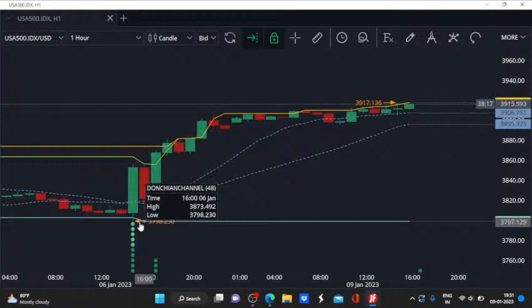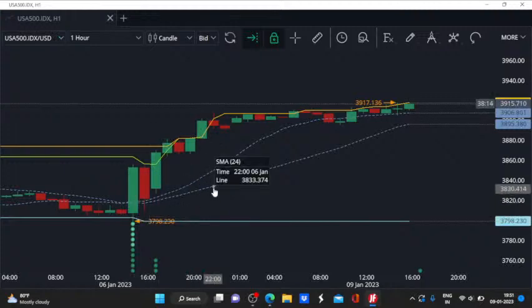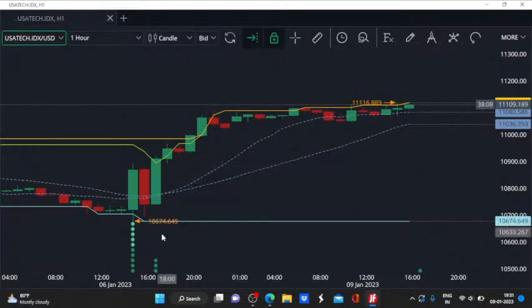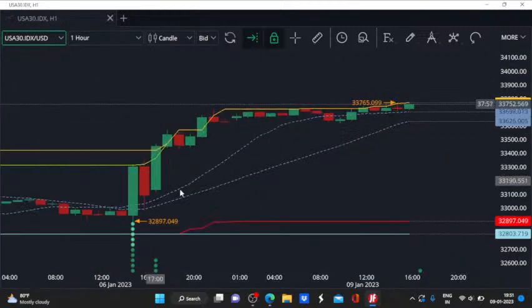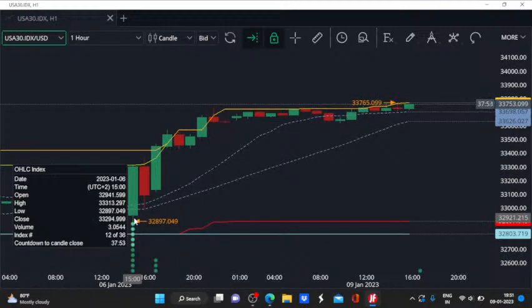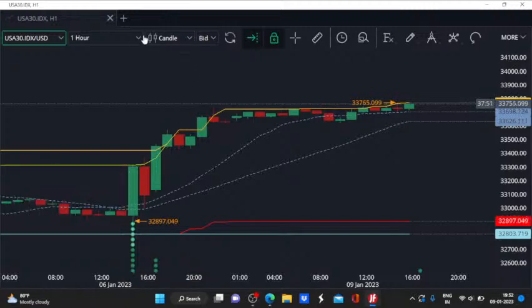For S&P 500, the gains from the lower side have been closer to 2.5 percentage points. For Nasdaq, Nasdaq has gained more than 3 percentage points, whereas the Dow has gained more than 2 percentage points.